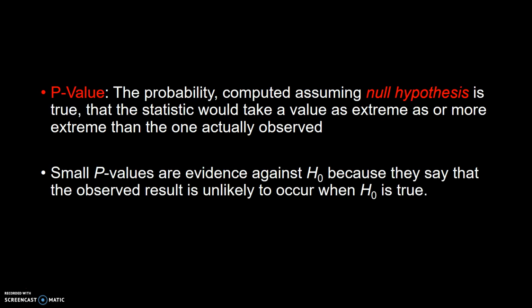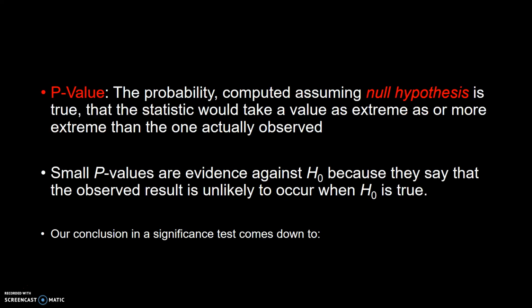Small p-values are evidence against the null hypothesis because they say that the observed result is unlikely to occur. If it happens, say, 1% of the time just by chance, that would be a p-value of 0.01. Generally, the cutoff for p-values is 0.05, so 5% of the time happening by chance is what the field generally uses. But there are different cutoffs depending on what you're doing.